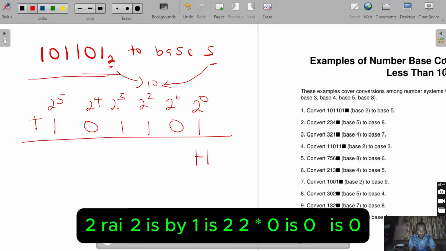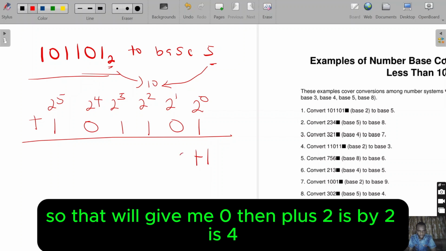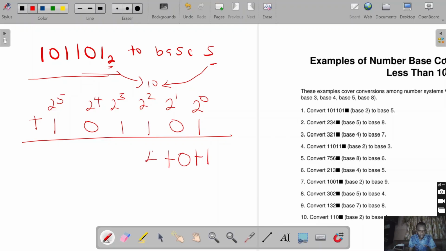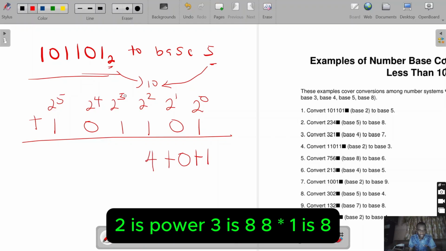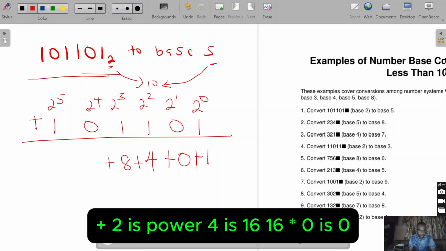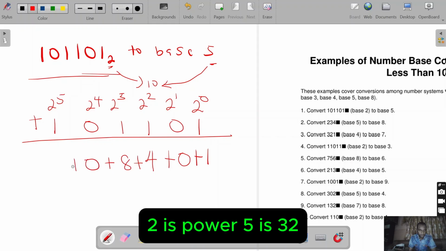2 raised to power 1 is 2. 2 times 0 is 0. So that will give me 0. Then plus 2 raised to power 2 is 4. 4 times 1 is 4. 2 raised to power 3 is 8. 8 times 1 is 8. Plus 2 raised to power 4 is 16. 16 times 0 is 0. 2 raised to power 5 is 32.